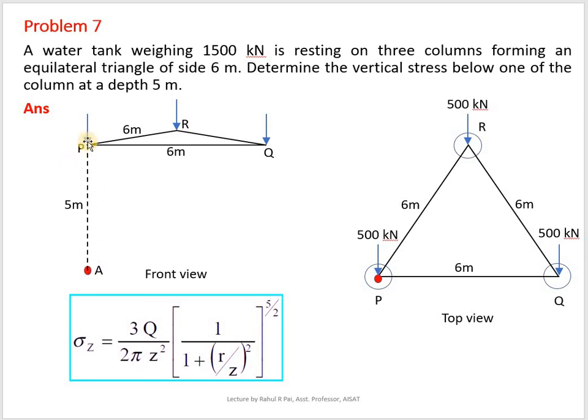Now immediately below this point load, you know that this r becomes 0. So in the first case this r is 0, and in the other cases the distance from this load to this point is 6 meter. That is r is 6 meter, and here the r is 6 meter, again 6 meter. So the influence due to R and Q will be the same. So you multiply it with 2.